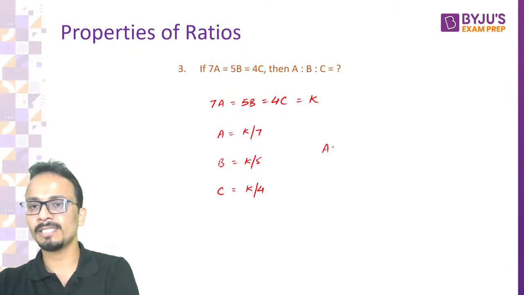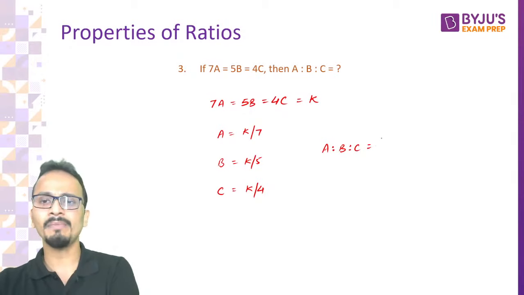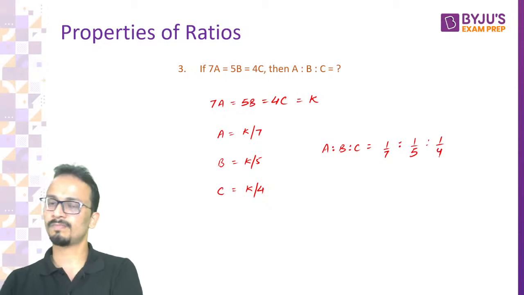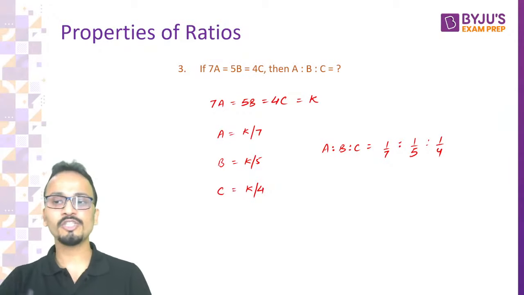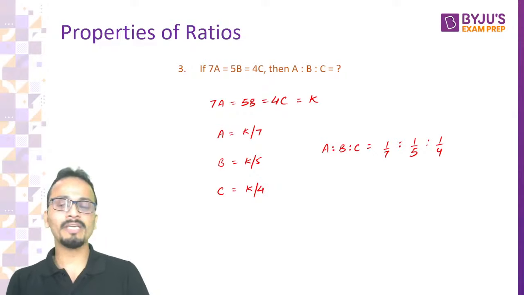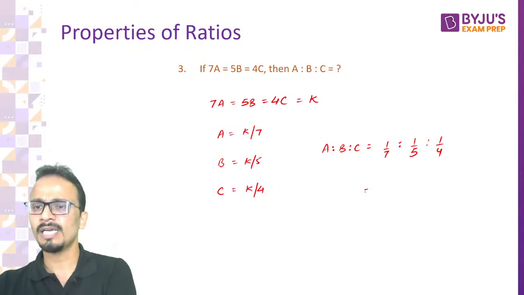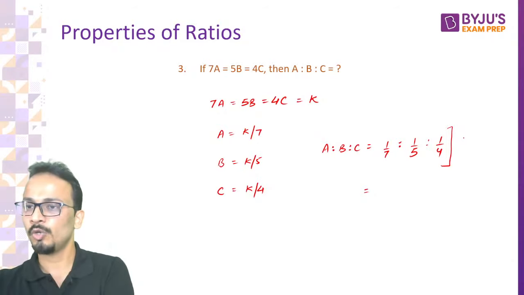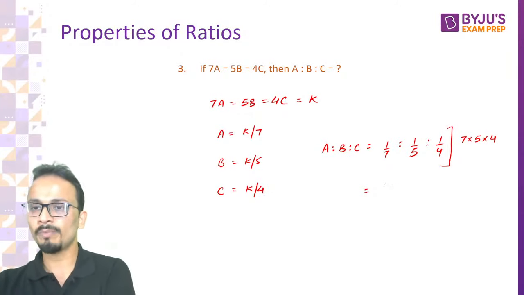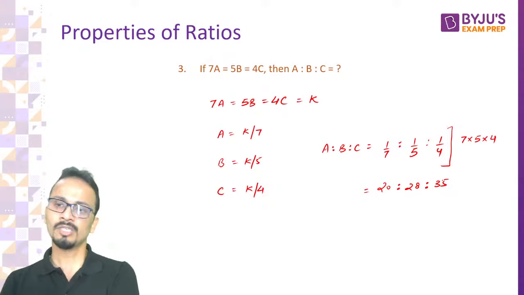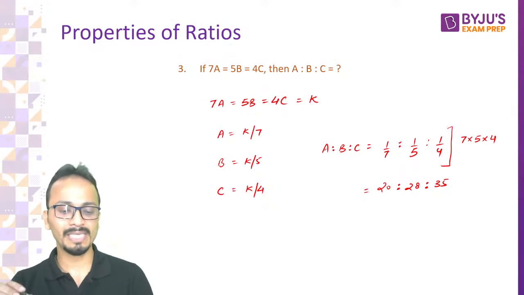So from here I can say that a is to b is to c can be written as 1 upon 7 is to 1 upon 5 is to 1 upon 4. Now looking at the previous property, here the ratio is expressed in terms of fractions. In order to obtain the simplified form of this ratio, I'll multiply all these three fractions with the product of 7, 5 and 4. So the value obtained will be 20 is to 28 is to 35. This is the simplest ratio of a, b and c.